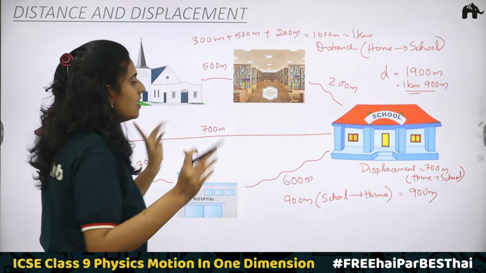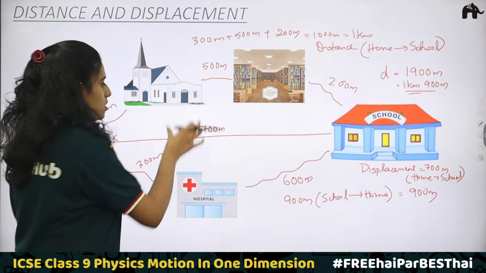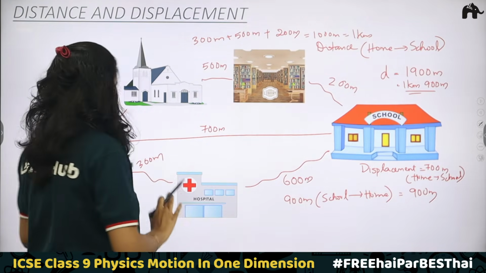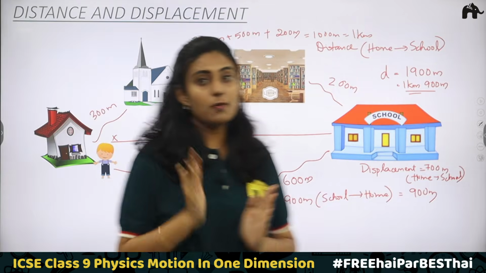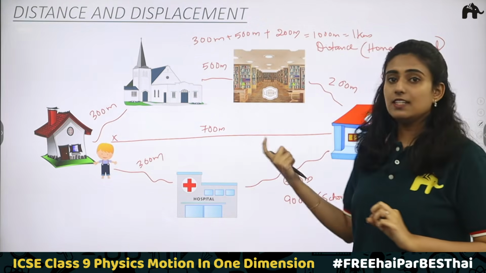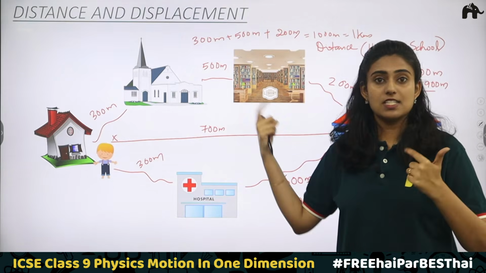But it doesn't matter, the straight line distance will be the same. It will be 700 meter. The straight line distance will be the shortest distance from school to home and home to school. So if you are going from home to school, then this straight line distance of 700 meter is the displacement.